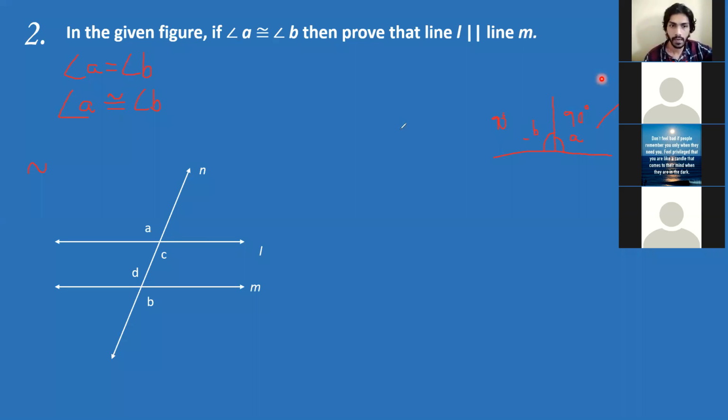Okay. And when I say angle B, I say on this side. Direction is different, folks. Direction is different, but the value is same. That's why I say angle A is congruent to angle B.